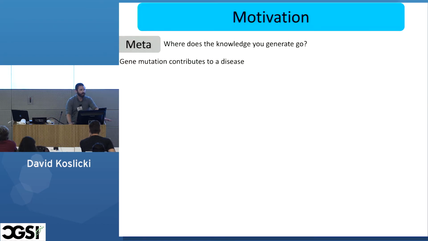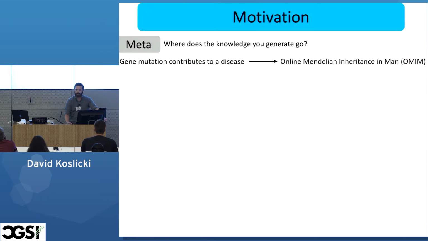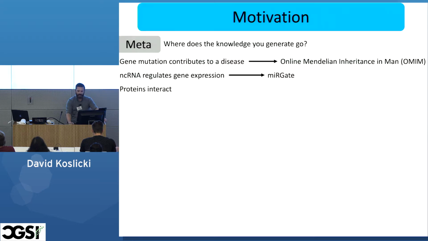Well, this could get picked up by a couple of different repositories of info. For instance, the Online Mendelian Inheritance in Man repository, or OMIM, might be one of these that picks that up and says, okay, we'll record this bit of information. You could find that a certain non-coding RNA regulates a particular gene or the expression of a particular gene. That might get picked up by another repository called miRGate, and that will record that little fact. Or you might be doing protein-protein interaction networks, and that could get picked up by Pathway Commons or Reactome, etc.